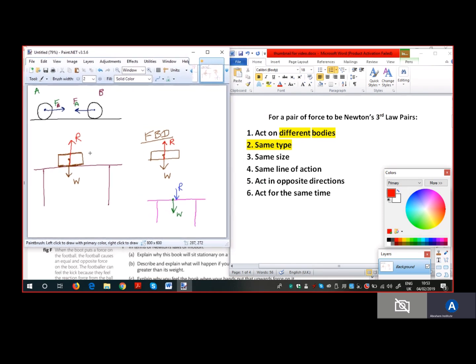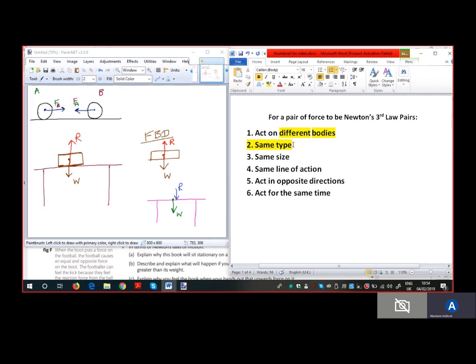So let's apply this to the example and check whether R is equal to W because of Newton's third law. If it's a Newton's third law pair, the first thing is that the forces act on different bodies. Are these two forces acting on different bodies? No. If you consider the book, both forces are acting on the book, so clearly it's not a Newton's third law pair. Also, are they the same type? R is the normal contact force, and W is the weight of the book. So they are different types of forces. So I'll write same type.